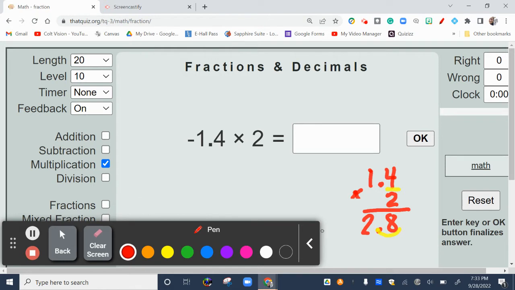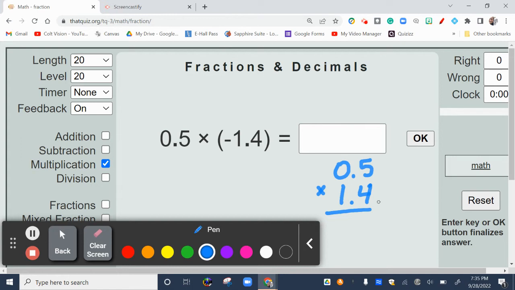Now, let's go back. So I just jumped right into multiplying, but here's an important fact. I should have considered whether or not my answer is going to be positive or negative. And since the signs are different, the answer is negative. So when you multiply a negative times a positive, your answer is negative. That means this decimal value, 2.8, is going to be negative.